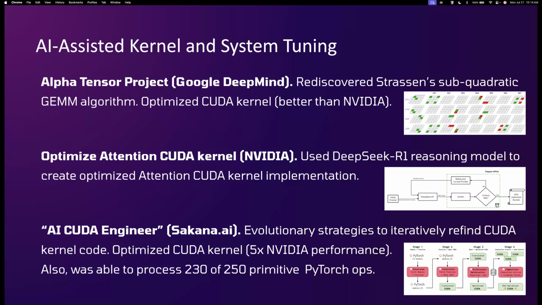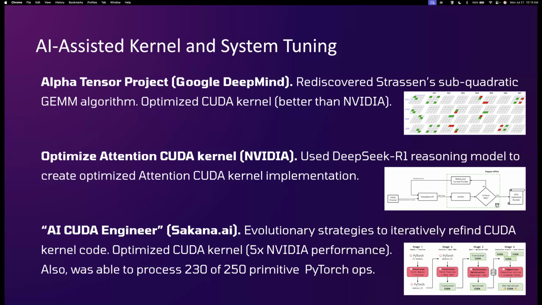So there's a few of these, starting with Alpha Tensor, which is actually a relatively old project by now. I think it was 2022 or something, where Google DeepMind created it. This project actually rediscovered a subquadratic GEMM algorithm. GEMM is general matrix multiply, so pretty much the foundation of all deep learning. It on its own discovered what Strassen had discovered many years ago, which is a subquadratic time complexity way of performing a matrix multiply.